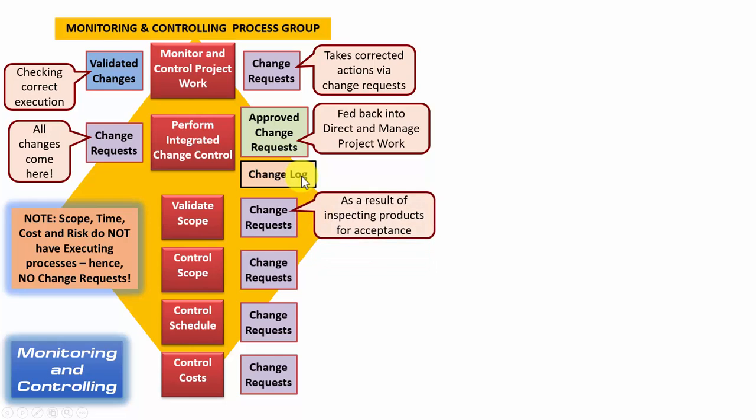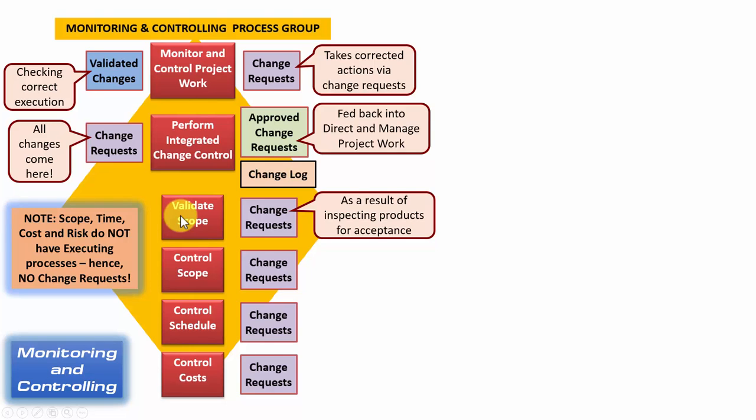When it comes to validate scope, which is the process that checks that the product, service or result of the project does indeed match the documented scope. And it does this by comparing the plan with the results to see if there are any variances, and if so, to take any appropriate action.